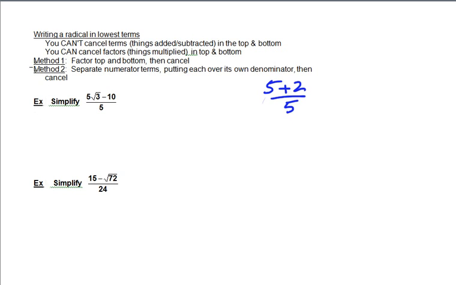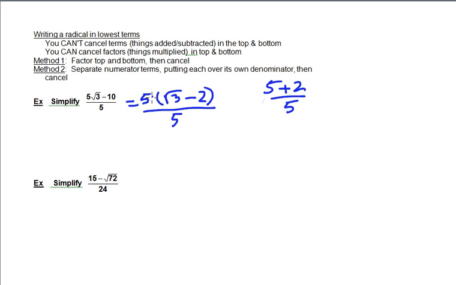So we can choose one of these two methods. One says factor the top and the bottom, then cancel. So in the numerator, the 5 square root 3 and the negative 10 both have a common factor of 5. So I can pull that out, and now the two terms remaining inside are the square root of 3 minus, and then 10 divided by 5 gives us 2. So this is still divided by 5.